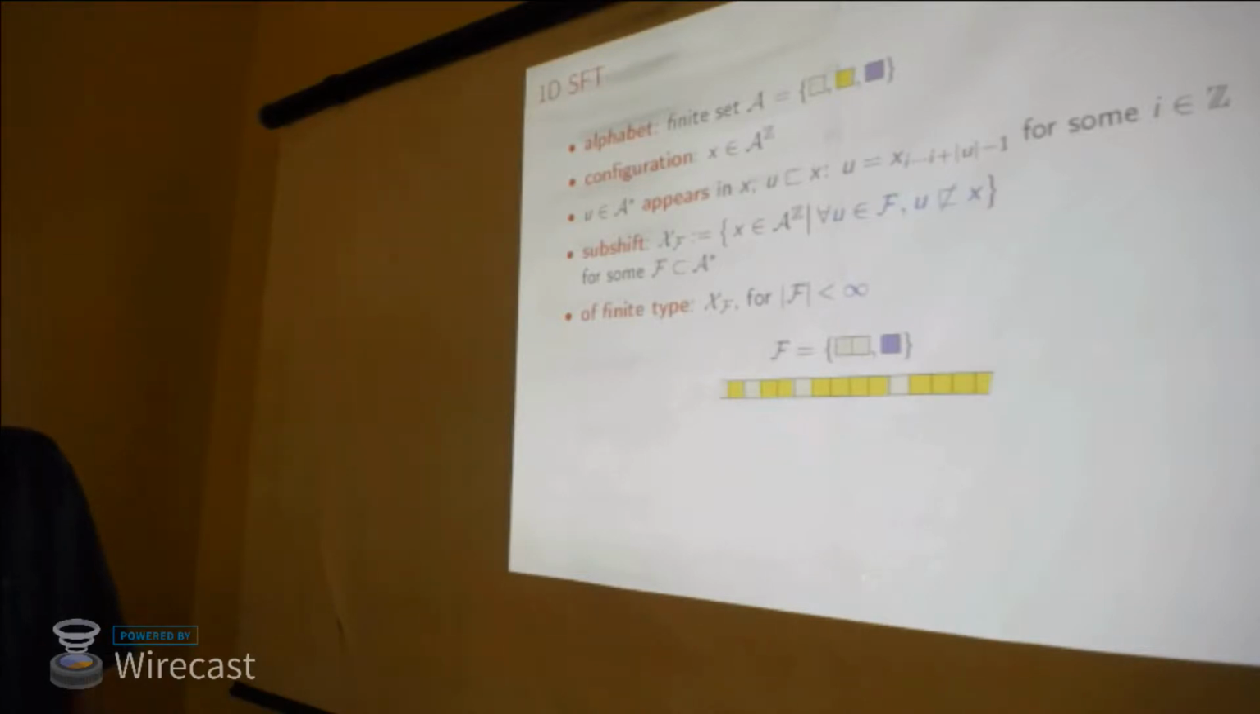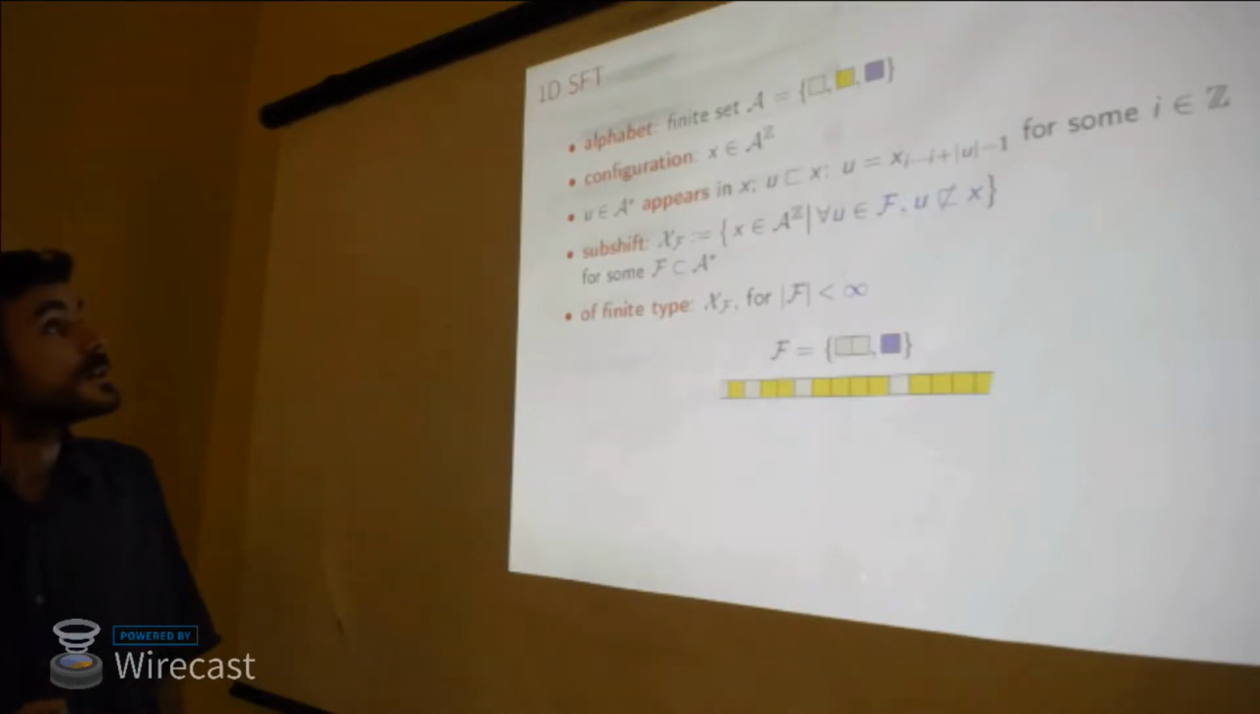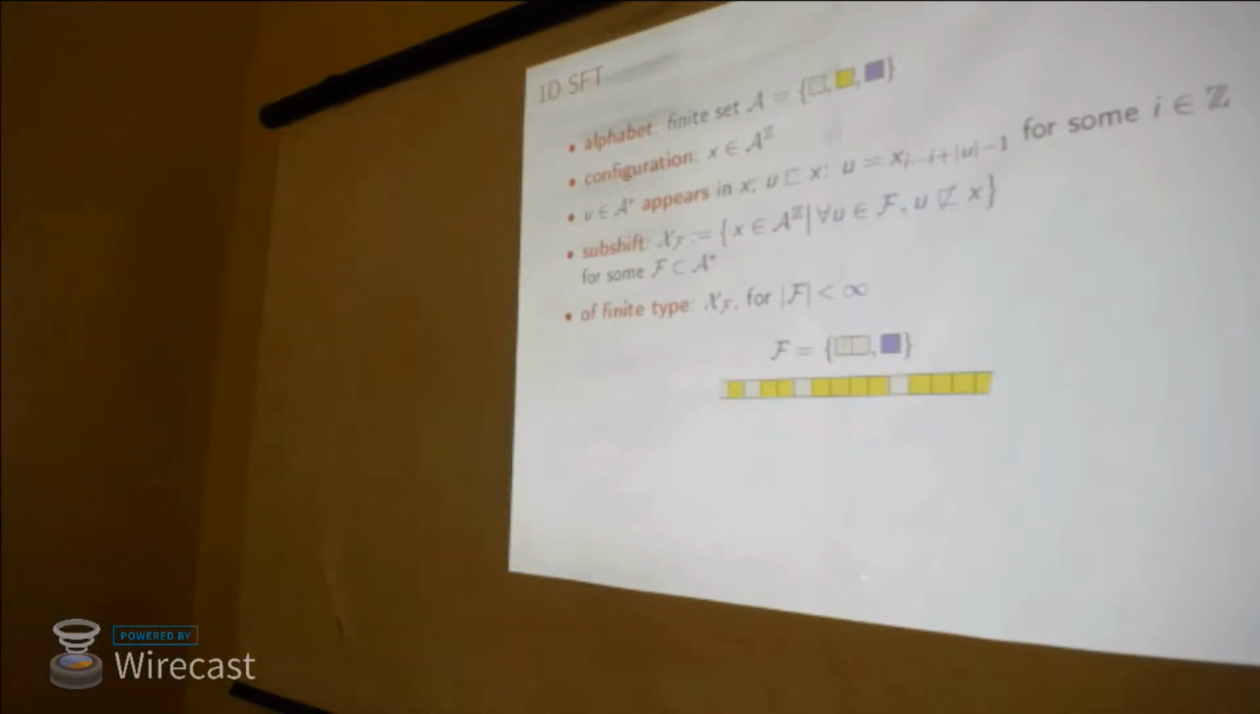So, we are given a finite set of symbols, for example these 3 symbols, which form an alphabet, and we're interested in objects that we call configurations, which are bi-infinite sequences over this alphabet, or bi-infinite words, if you prefer. And I will say that a pattern, a finite word, appears in a configuration if you can see it. And a subshift, what is a subshift?